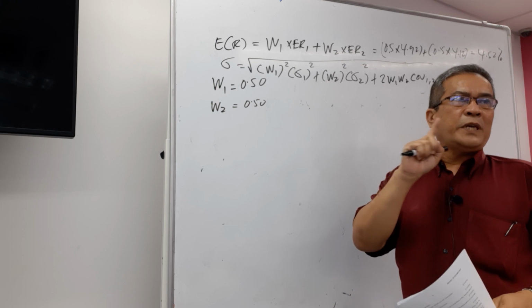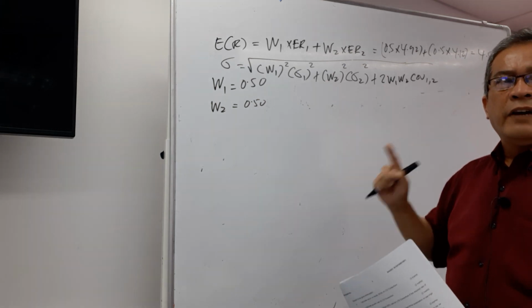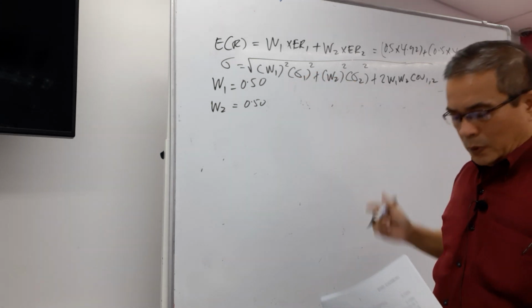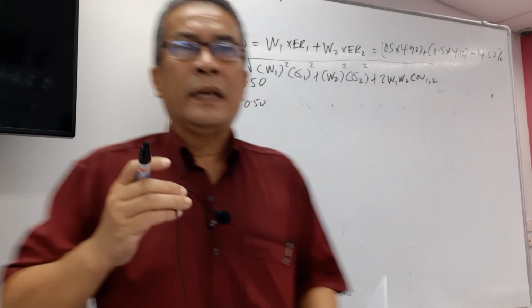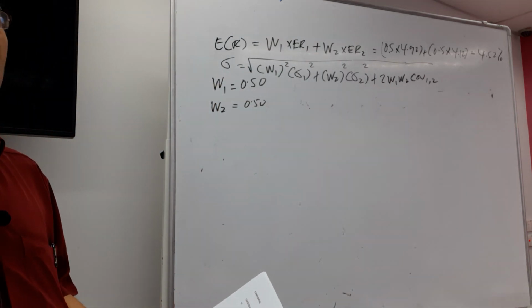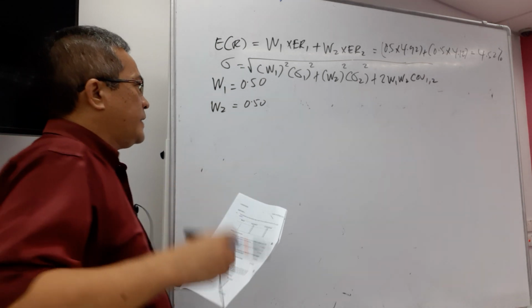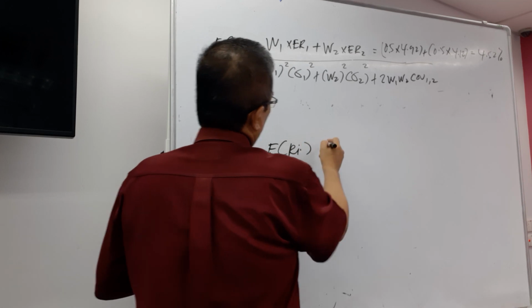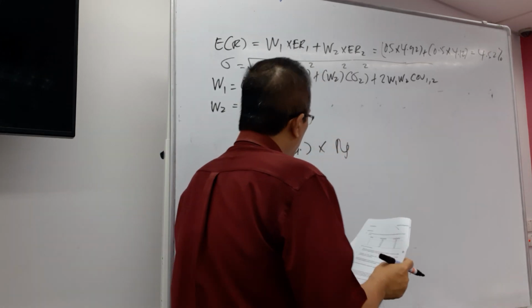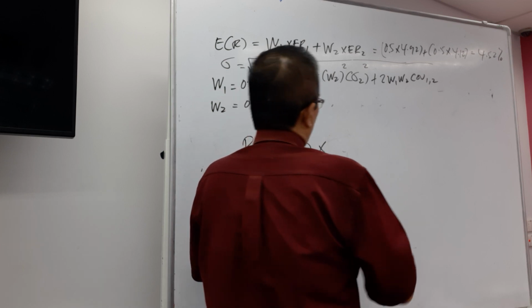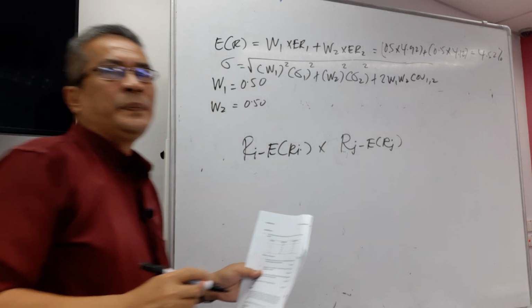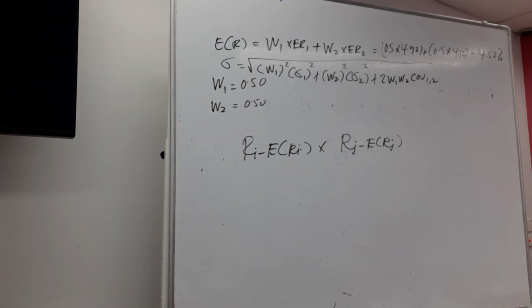But now there's one missing piece of information that we need in order to calculate the standard deviation of this two asset portfolio, which is the covariance between Kylie's and Corellis. How do you calculate the covariance of Kylie's and Corellis? Ri minus ERi multiplied by Rj minus ERj. I is Kylie's, J is Corellis.